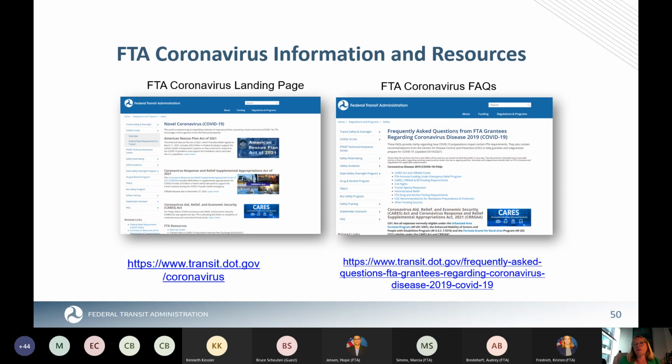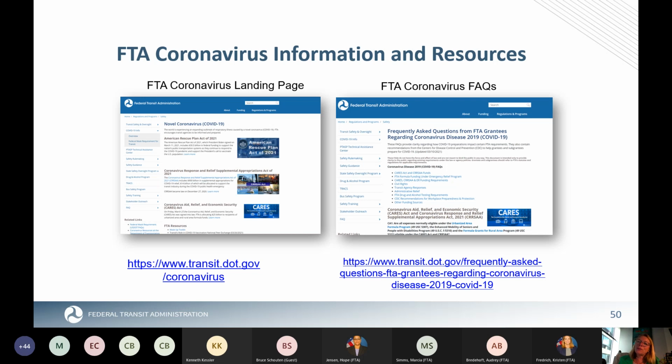FTA has an awful lot of good resources for the supplemental funding. First, on the left-hand side is the landing page where you can find out all kinds of information, details on the acts that were passed, other information, including what we've highlighted on the right, which are the coronavirus frequently asked questions. And so we would recommend that you bookmark these as some of your favorite places, because these FAQs in particular are updated from time to time. They really contain questions that your peers or yourself have asked and FTA has provided some guidance and direction on.